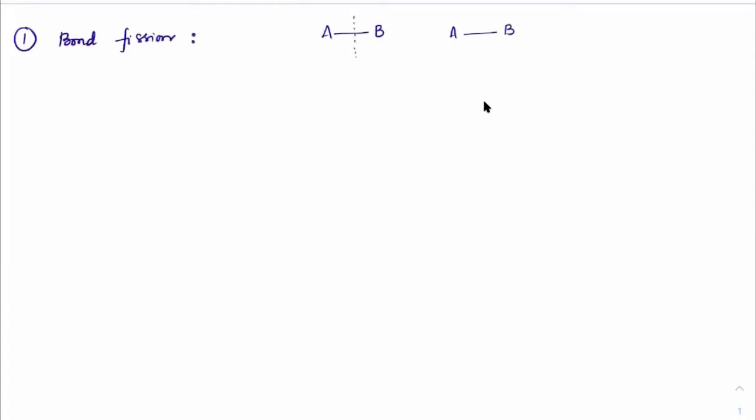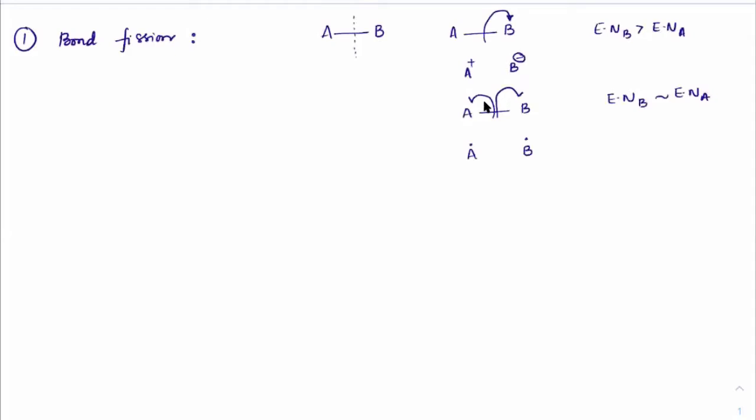One, based on electronegativity difference. If the electronegativity of B is greater than that of A, usually this bond will break more towards B, which means electrons will be more towards B, and you would get A plus and B minus after breaking the bond. But if A and B have almost the same electronegativity, then the bond will break this way, which means both get their respective electrons back and they form radicals.